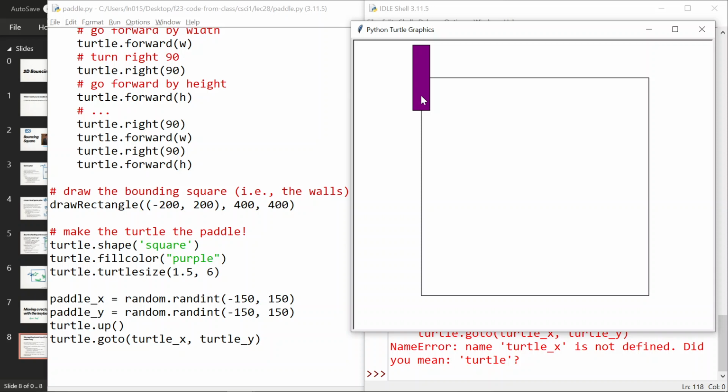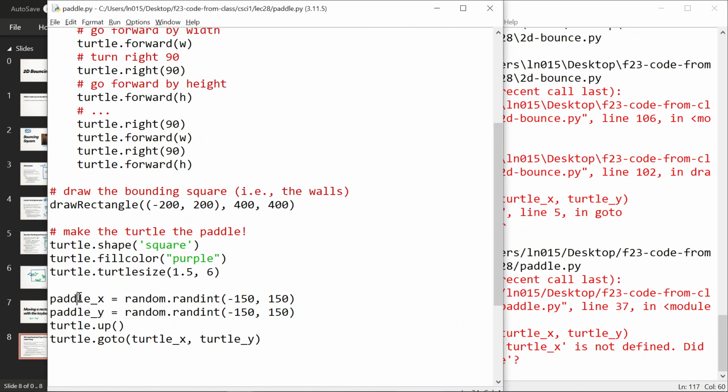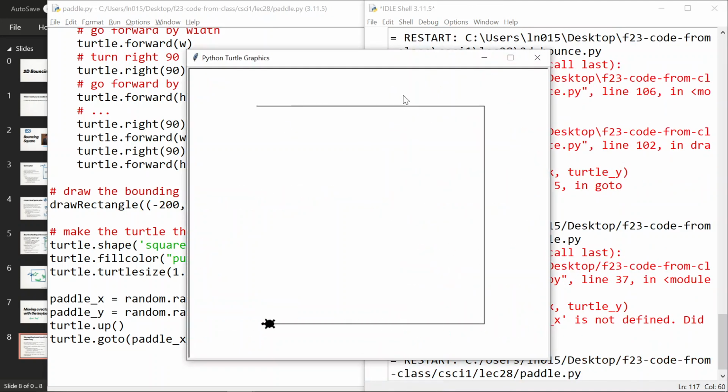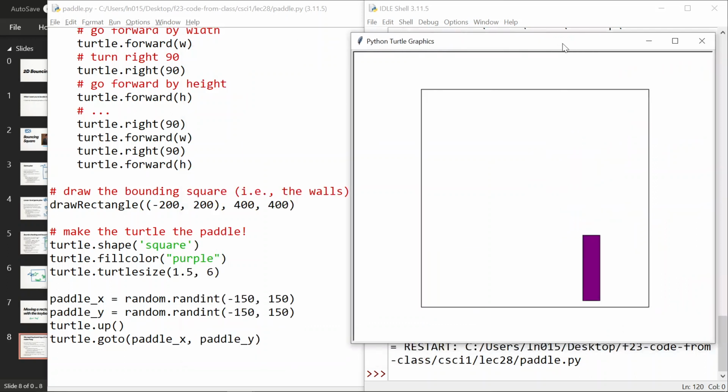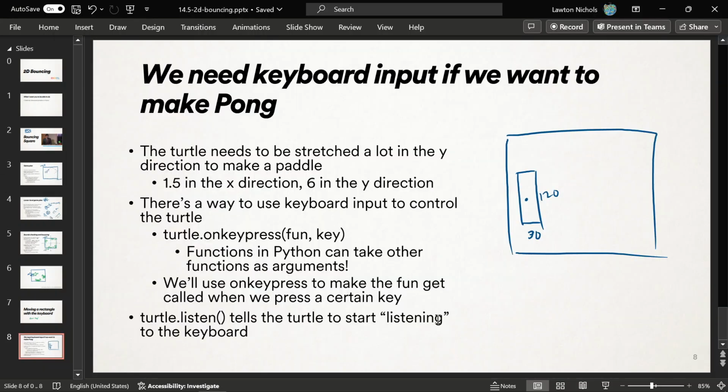But he's kind of in a weird spot right now. Let's see, did we... Oh, sorry. Turtle.goto, it's paddle X now, and paddle Y. That's a bit better. So yeah, it's just a random spot, but that looks like a paddle. Let's just try to get it on the left now. Let's make that happen. Apparently, a good spot for the paddle is over to the left.